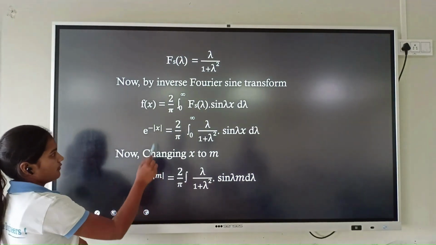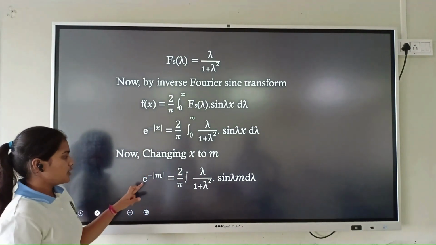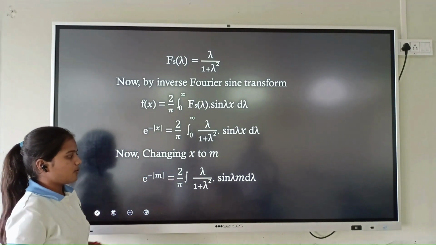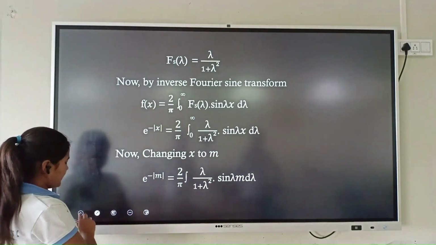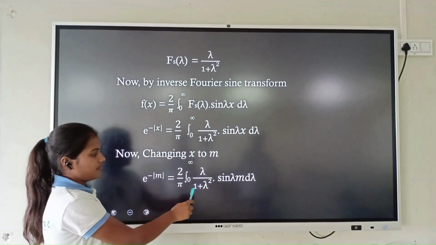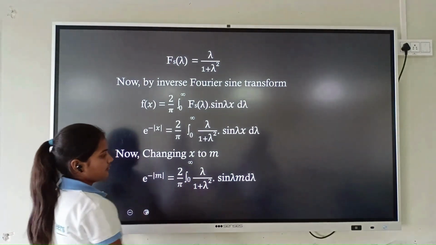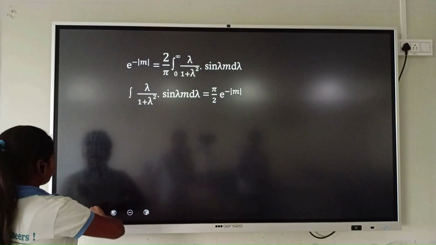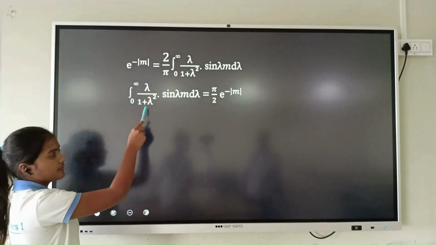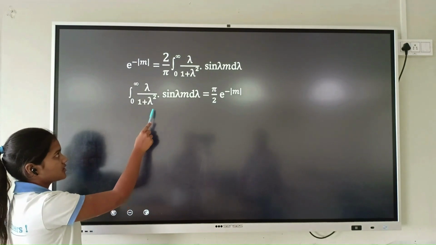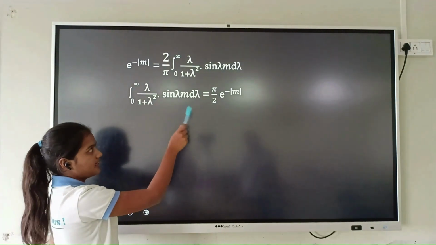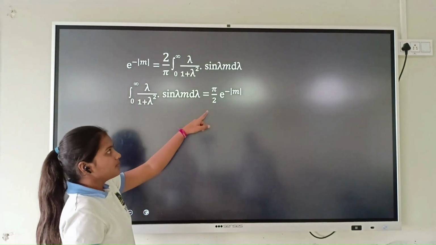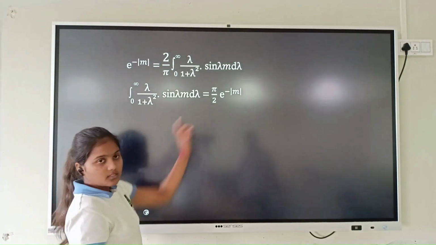By putting the value of x as m, e raised to minus m is equal to 2 upon pi times the integration from 0 to infinity of lambda upon 1 plus lambda square into sine of lambda m d lambda. So 2 upon pi shifts toward the right-hand side. Here the integration from 0 to infinity of lambda upon 1 plus lambda square into sine of lambda m d lambda is equal to pi upon 2 e raised to minus m.